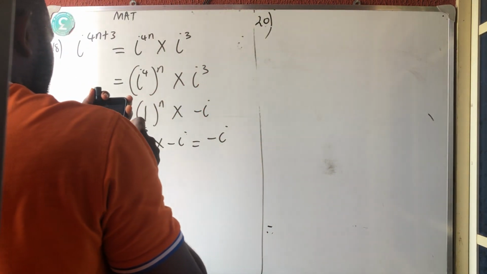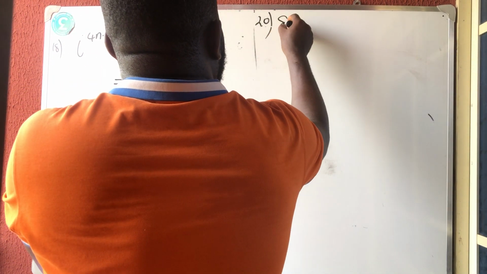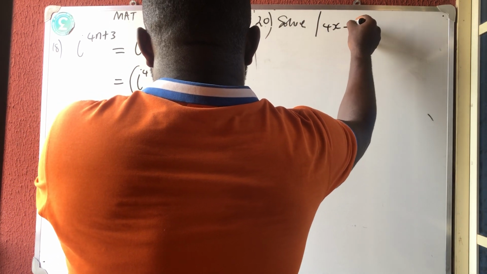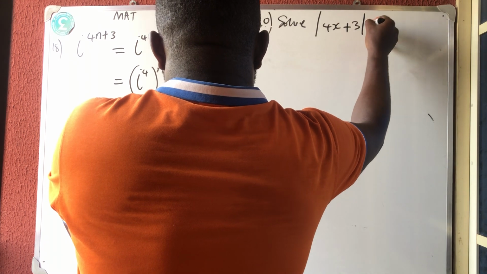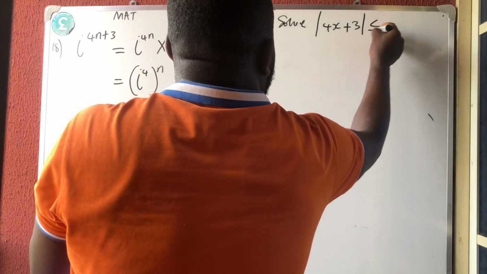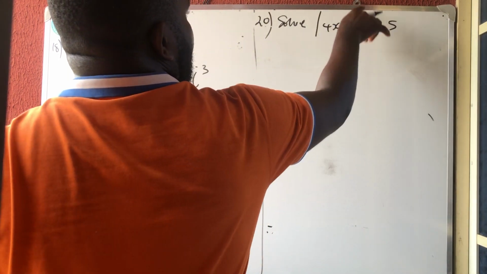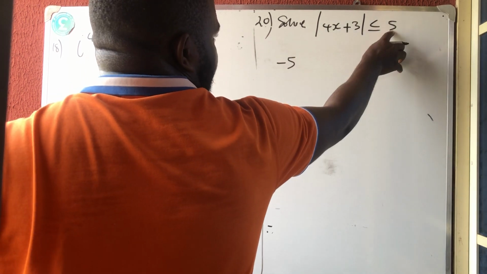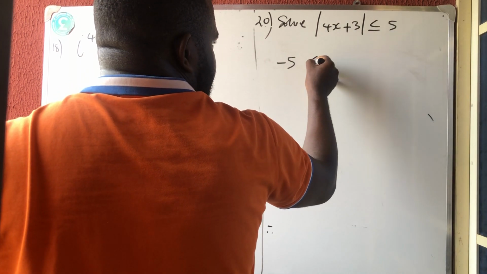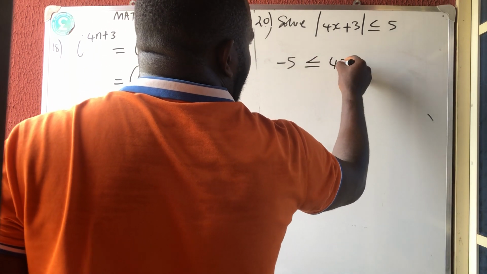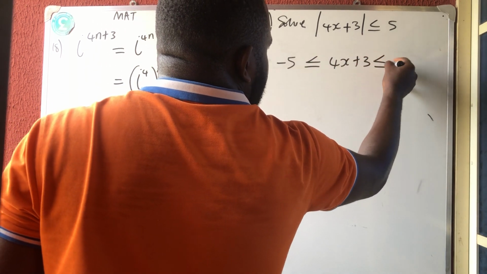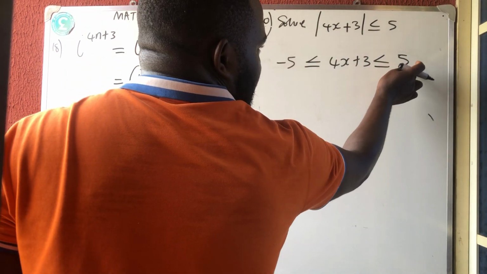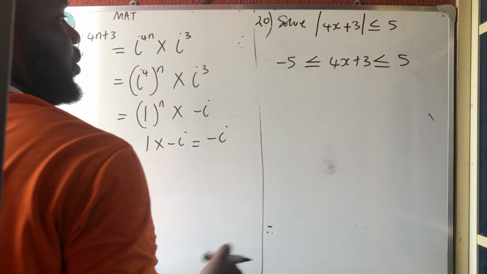Number 20 said, solve the absolute value of 4x plus 3 is less than or equal to 5. So how do you remove absolute value? You are going to bring this to the other side, so it's going to be minus 5. Bring the negative of this one, put the same sign, then you have 4x plus 3, then repeat it, is less than or equal to 5, like this. That's how to remove absolute value.